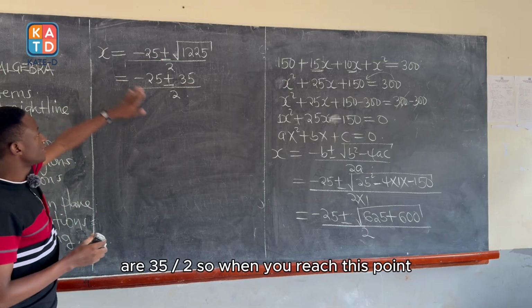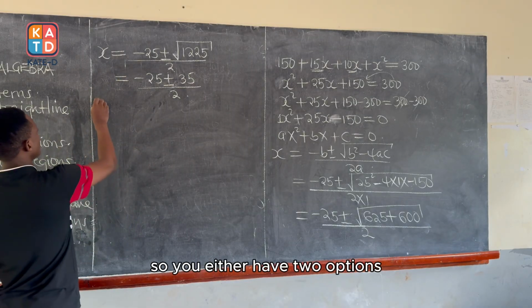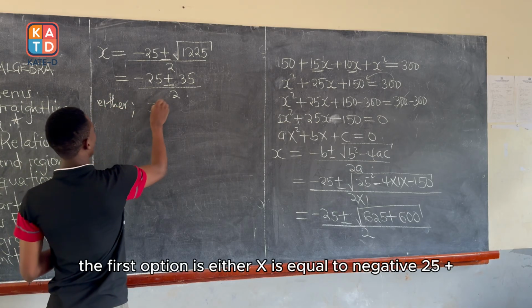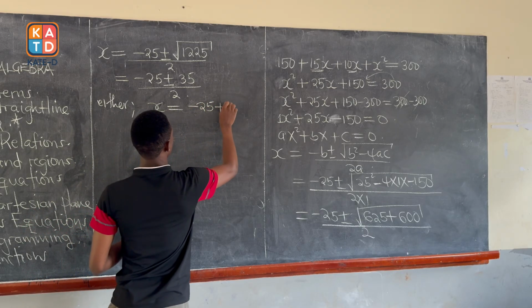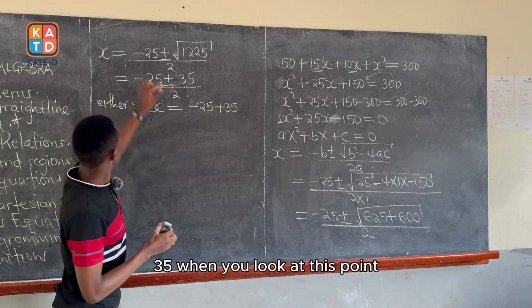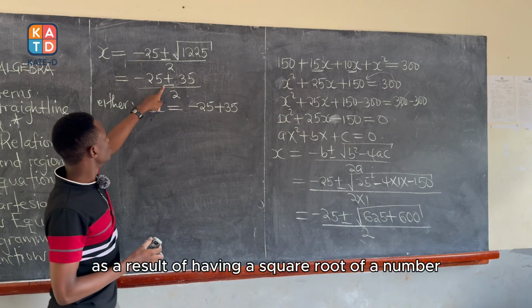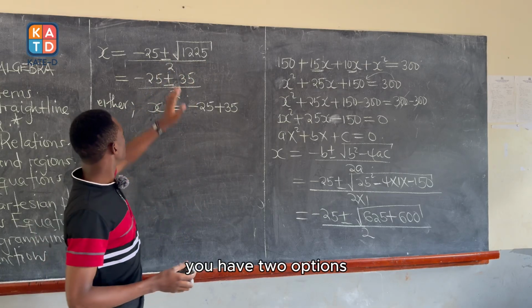So when you reach this point, we want to explicitly know how we deal with this. You have two options. The first option is x equal to negative 25 plus 35. When you look at this point, we have plus or minus, and this arises as a result of having a square root of a number. The moment you have a square root of a number, you have two options.